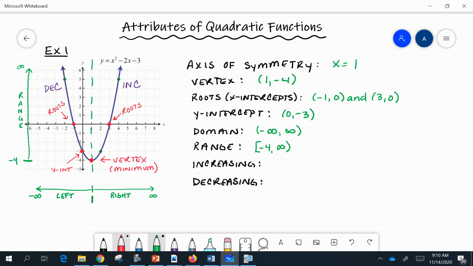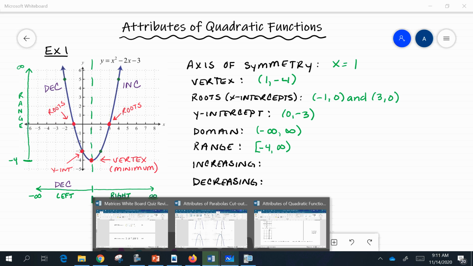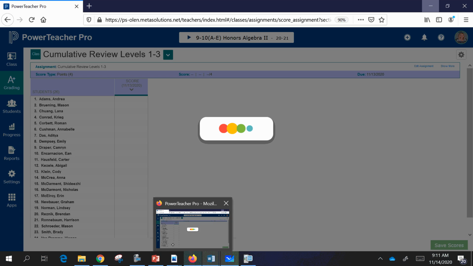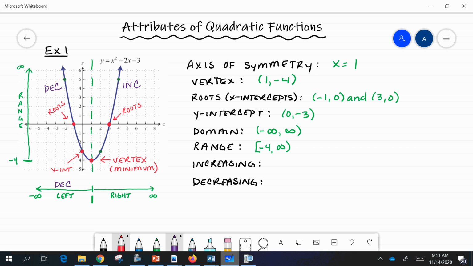The left half goes from negative infinity to 1. So what is the parabola doing on the left side? The parabola is decreasing, right? The parabola is going down. And then what is the parabola doing on the right half? The parabola is going up. And so we would say over here on the right half, it's increasing.